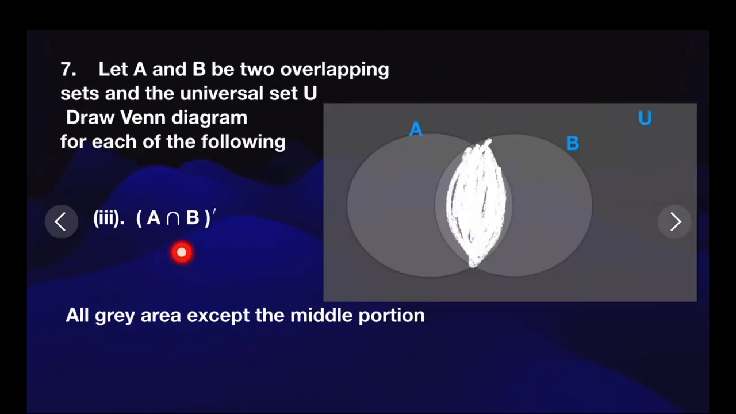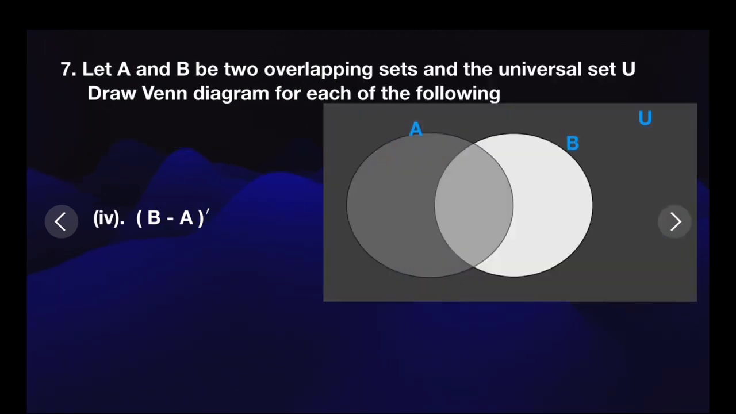Number 3, A intersection B dash. So here again the two circles, and we know this is A intersection B. So A intersection B dash means the region outside this portion. So you have to shade all this portion with a nice pencil. B difference A dash, we know that this is the B difference A portion. So we have to shade all the other portion outside it because it's a dash, B difference A dash. So the set A fully you have to shade, and this portion of the universal set.